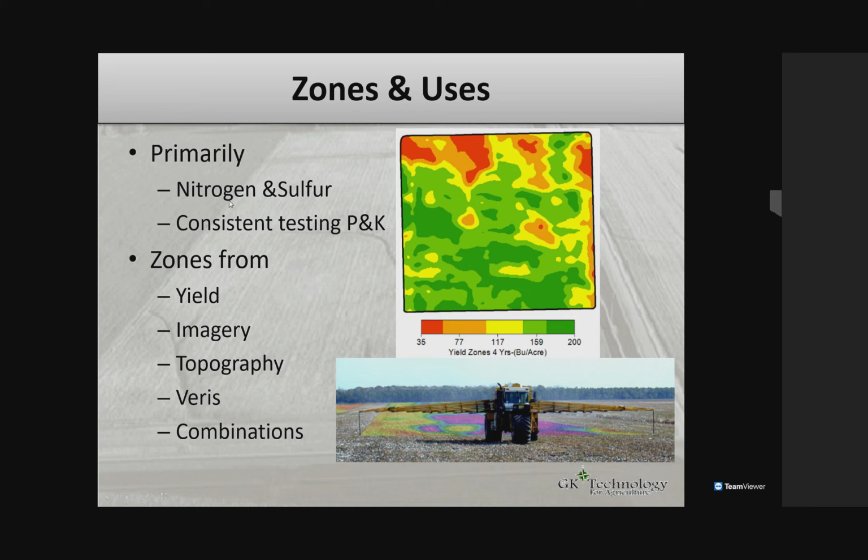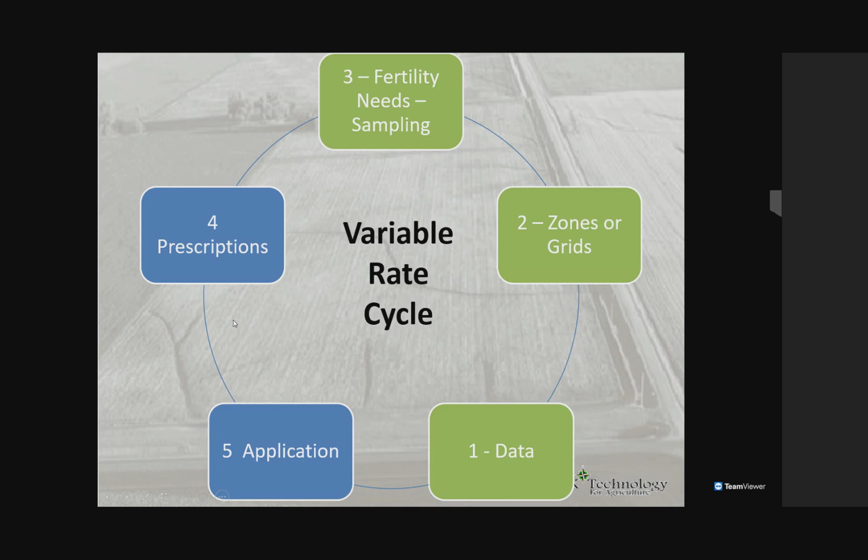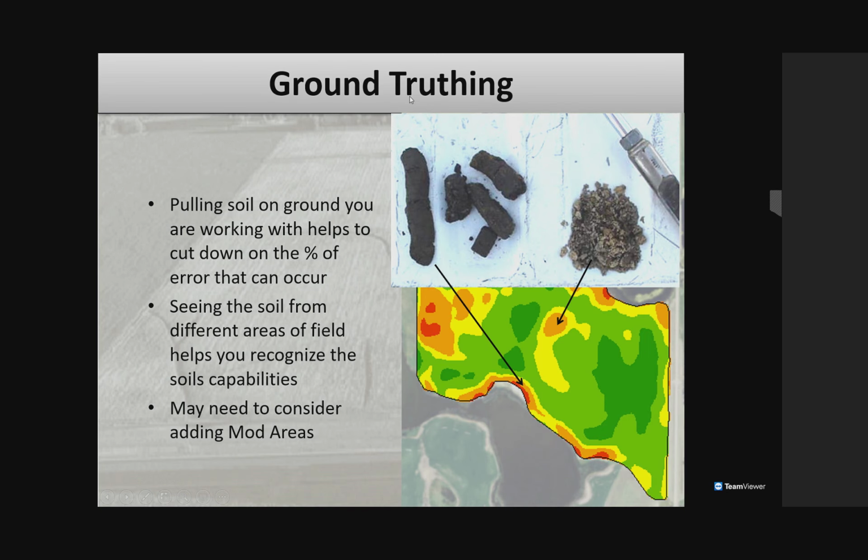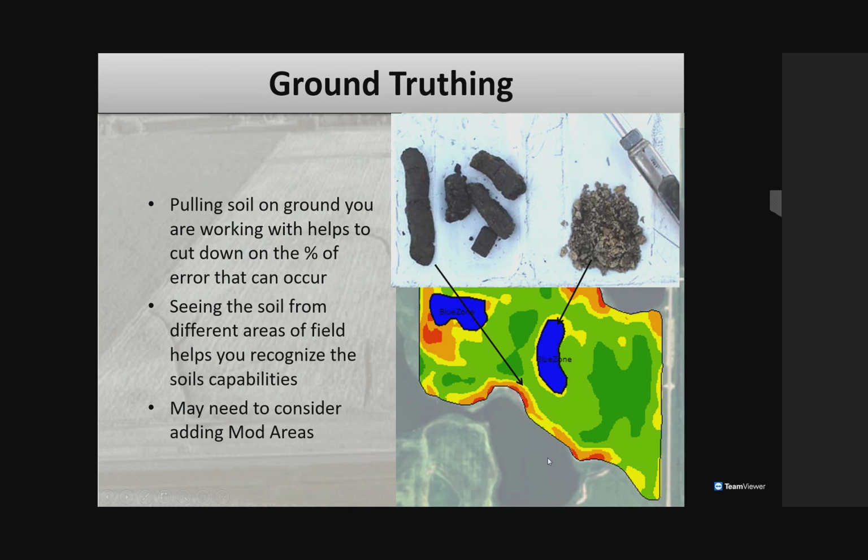So again, reminder, primarily zones are going to be for nitrogen and sulfur. Consistent P and K zones can be derived from these items, and at that point, you're up to taking your zones through to your fertility component, where you take it out, soil sampling. I just threw this in here. I'm not going to go deep into the soil sampling component of this.